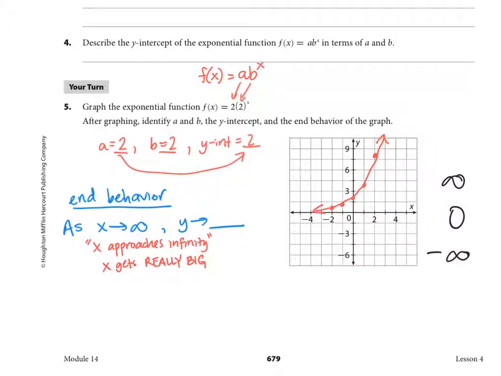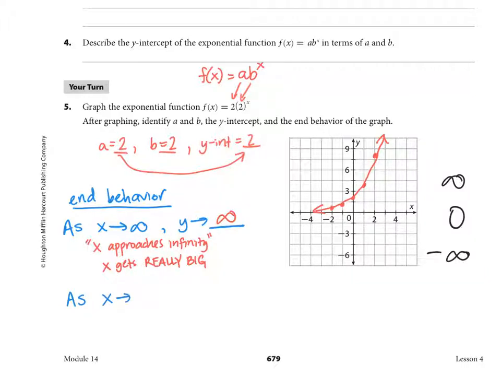Okay, so another way to think about it is just follow along the graph, right? As you go to the right, as x gets big, you're going this way. You're going over here. As you're going this way, is this going up or is it going down? And you see it's going up, so y is getting really big also, right? 2 times 2 to the 100th power means you're multiplying a whole bunch of 2's. That's the first part of end behavior.